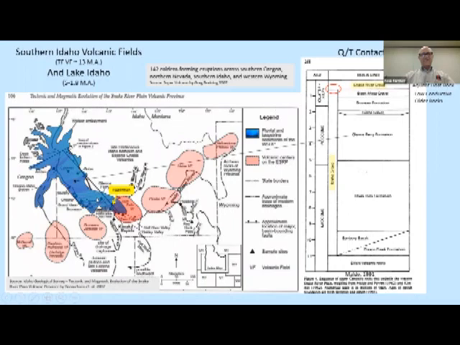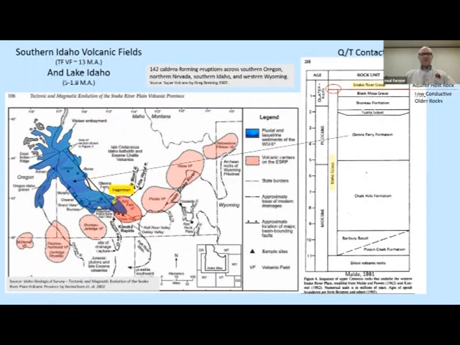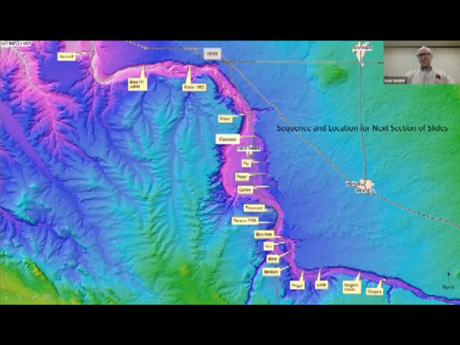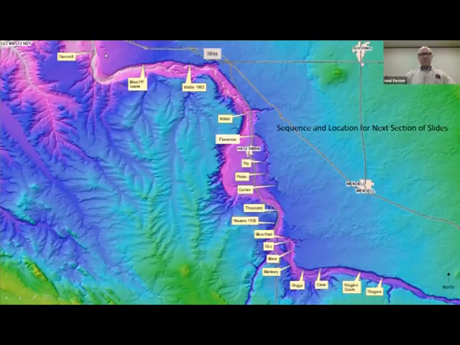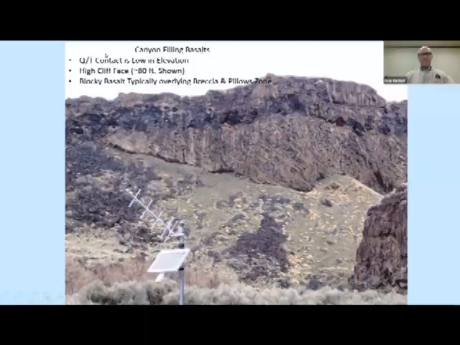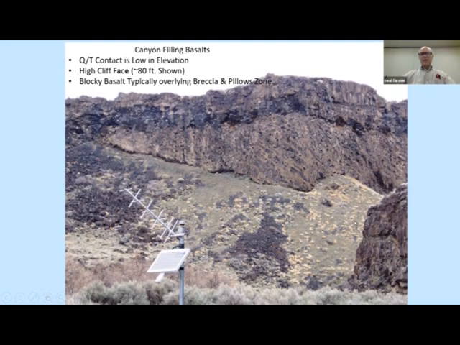And so, again just a reminder, we're now going to start a sequence of fun photos, let's say, from Niagara down along these springs to Bancroft. And so valley-filling basalts: one of the characteristics is that when the QT contact, the Quaternary-Tertiary contact, is very low in elevation, you get very high cliff faces. And here we have blocky Quaternary basalt, younger basalt, deposited on top of bedded, brecciated pillows that filled an ancient canyon. That's about an 80-foot cliff face right there.